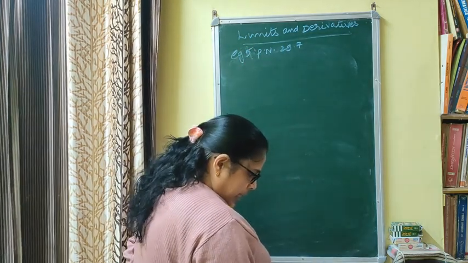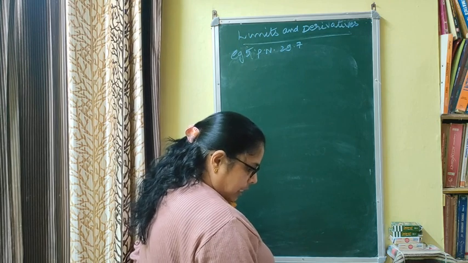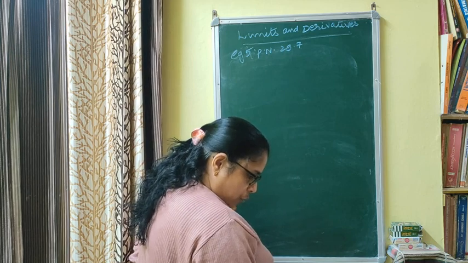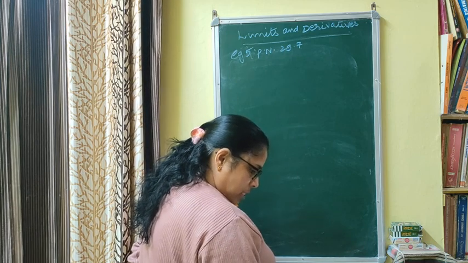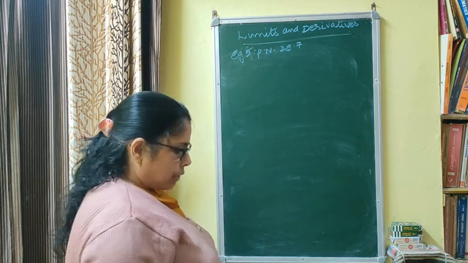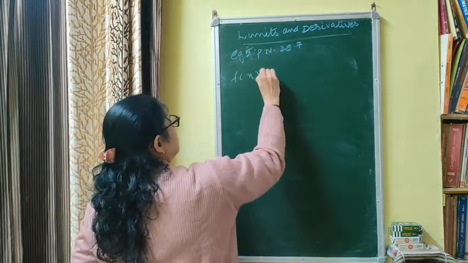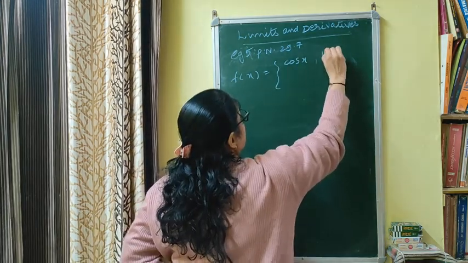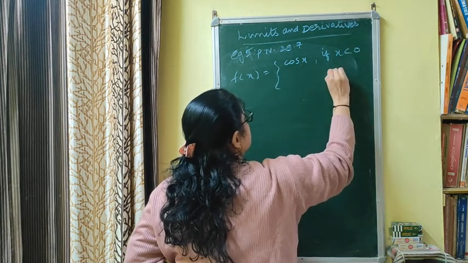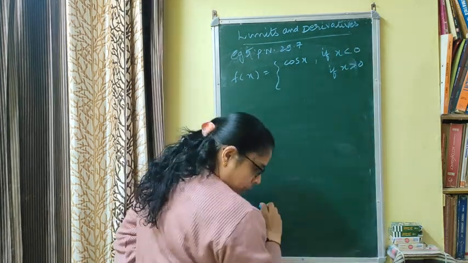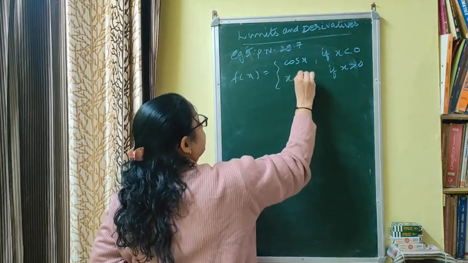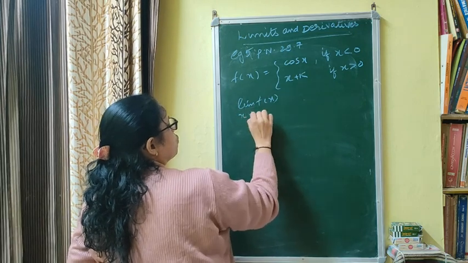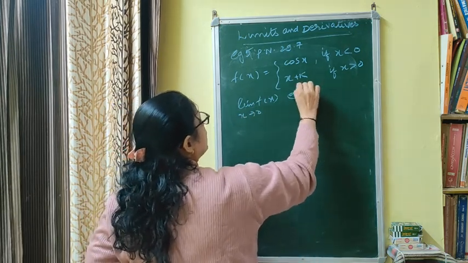29.7. I am reading. Let f(x) equal to cos x if x less than 0, and x plus k if x greater than 0. Find the value of k given that limit f(x) as x tends to 0 exists. You are given the function in redefined form. f(x) is given as cos x if x is less than 0, and if x is greater than 0, not equal to 0, you are given the function as x plus k. You are asked to find the value of k if limit f(x) as x tends to 0 exists. This is the condition given to you.